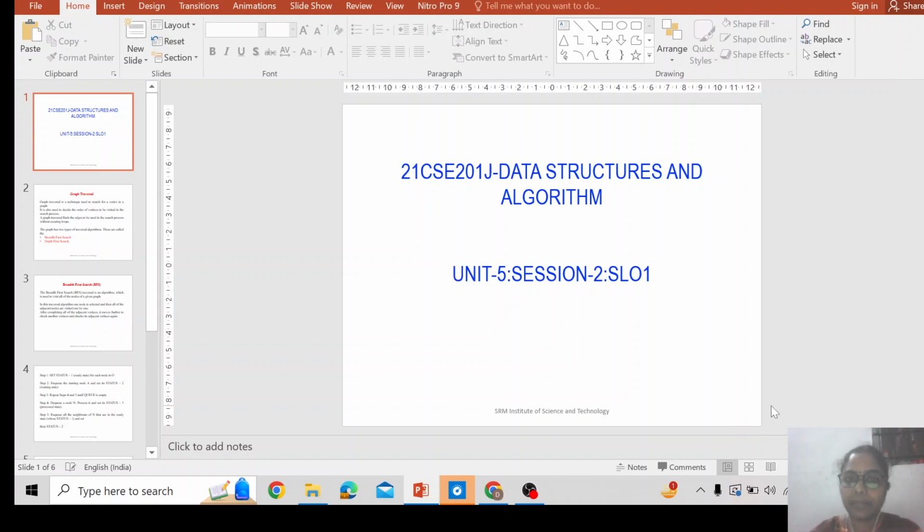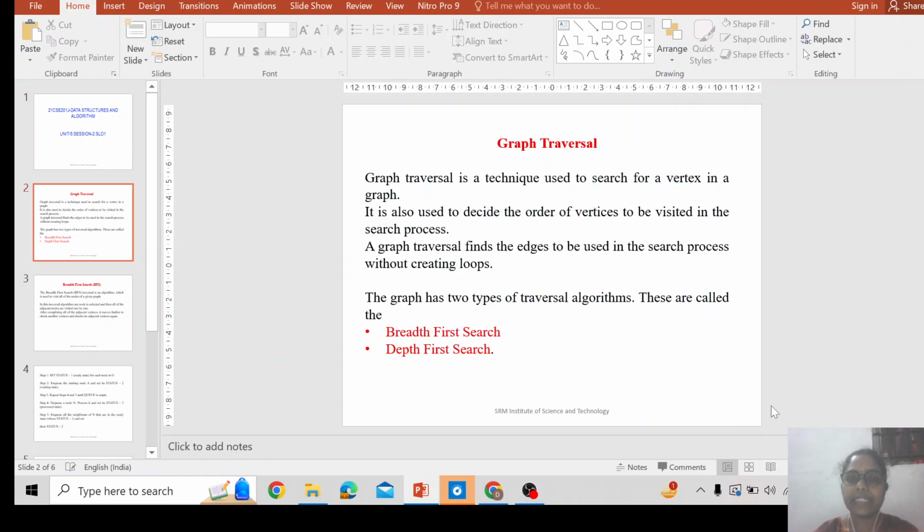Data structure. According to the data structure, the next part is to represent the graph traversal. What is a graph traversal? Graph traversal is a technique which is used to search a vertex in the graph, or else used to travel from one vertex to another vertex. It is also used to decide the order of vertices to be visited in the search process.